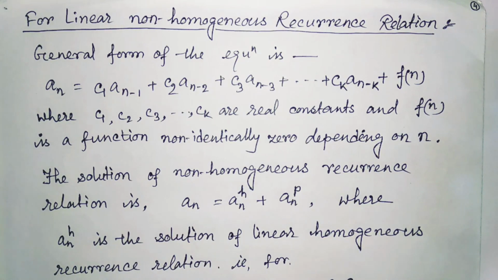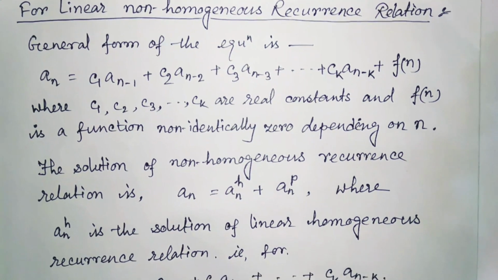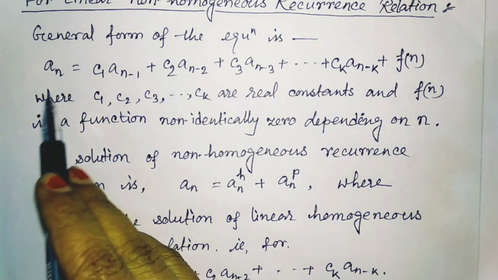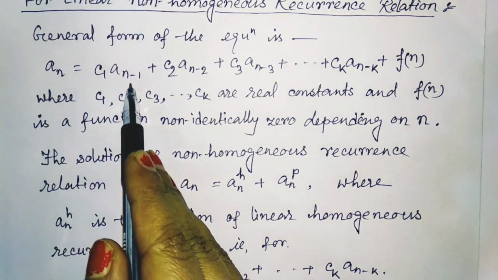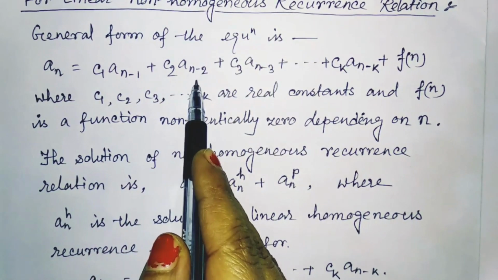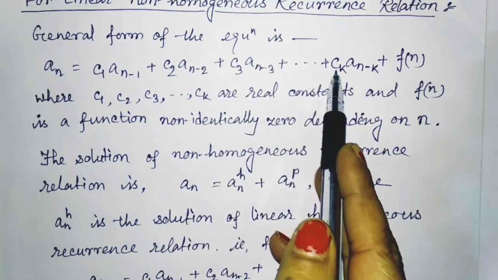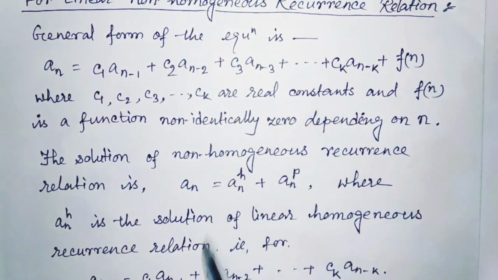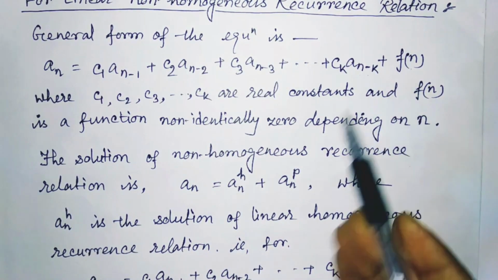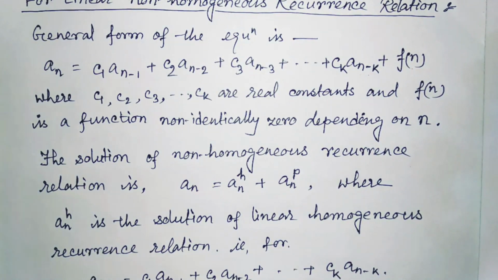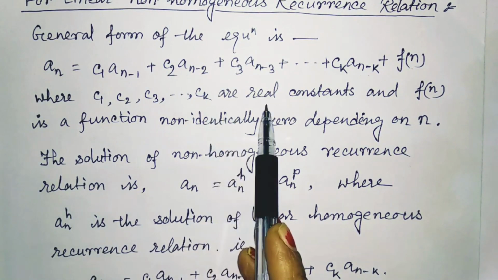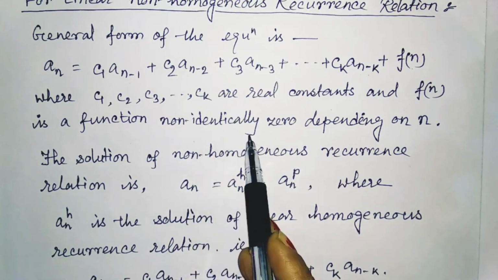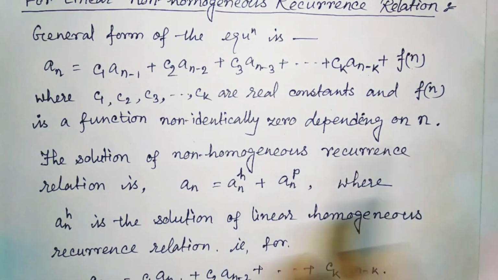At first we come to know about the form of the linear non-homogeneous recurrence relation. So this one is a_n = c_1 a_(n−1) + c_2 a_(n−2) + c_3 a_(n−3) + ... + c_k a_(n−k). Up to that it is the homogeneous form. Now if f(n) is included, then it is the non-homogeneous form, where all these c values are real constants and f(n) is a function of n that is not identically 0.